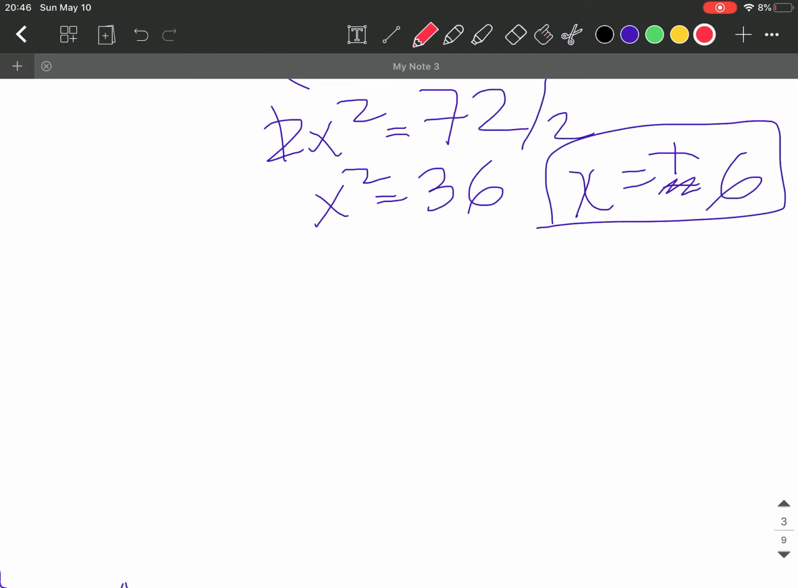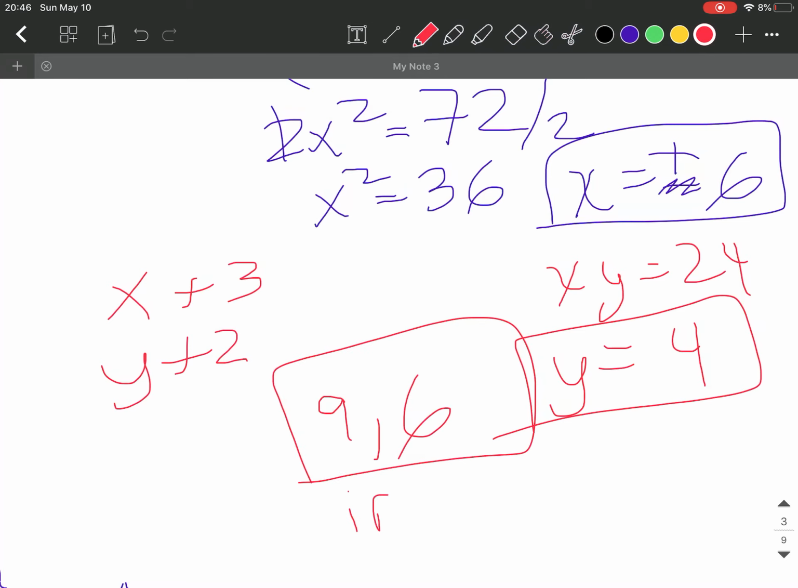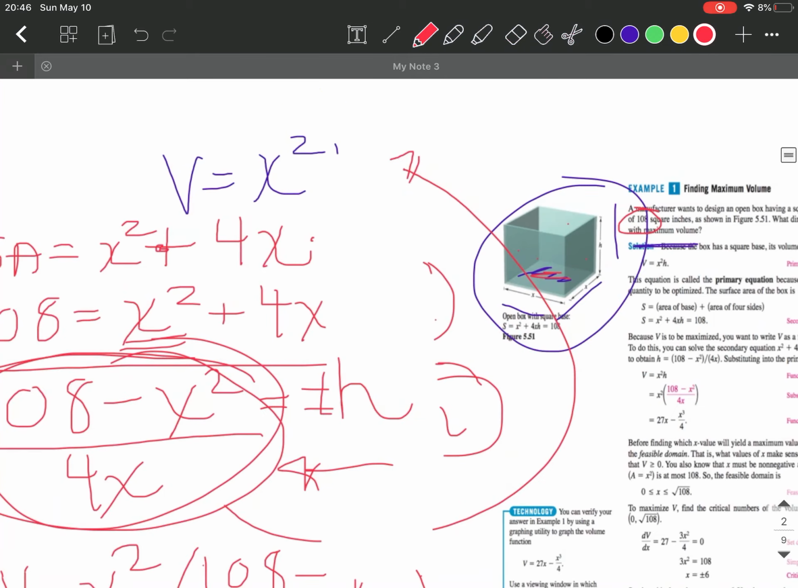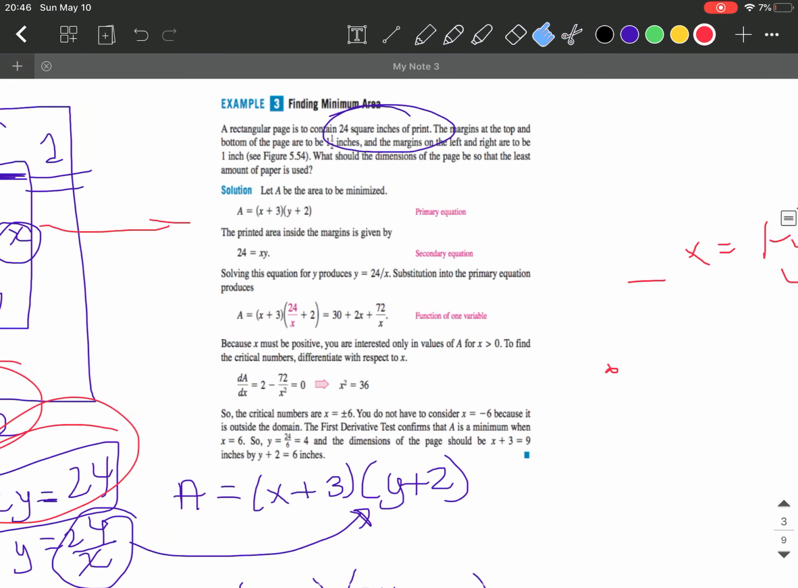Continue over here, sorry about that. So since x times y were 24, I can deduce that y right here is going to be 4. And the dimensions were x plus 3 and y plus 2. So it's 9 and 6. And I believe it was inches or centimeters, so keep in mind always to use the correct unit. Okay, it was inches. Okay, and there they are.